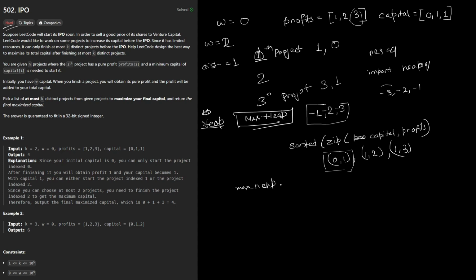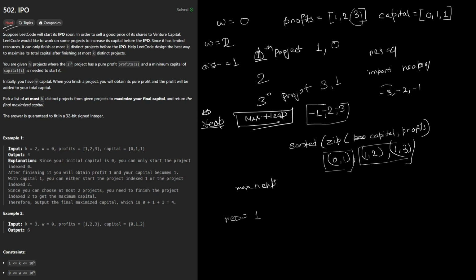And once we add that to maxip, let's say in this case there's only one project available, so we can pop that element out and add this to our result, which is going to be 1 for the first case. In the second case, we are going to add both of these profits, so 2 and 3, because both of them require a working capital of 1.